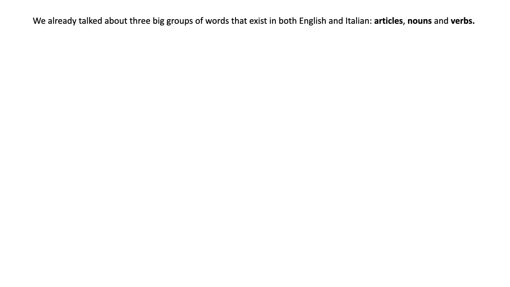Our topic today, adjectives, gli aggettivi. So, as usual, I'm going to start slowly by reminding you of things that we have done in the past. In this case, that we have already talked about three groups of words that exist in both English and Italian. And remember, we're classifying words according to their function, according to what they do in sentences, right? So we have talked about articles, about nouns, and about verbs.